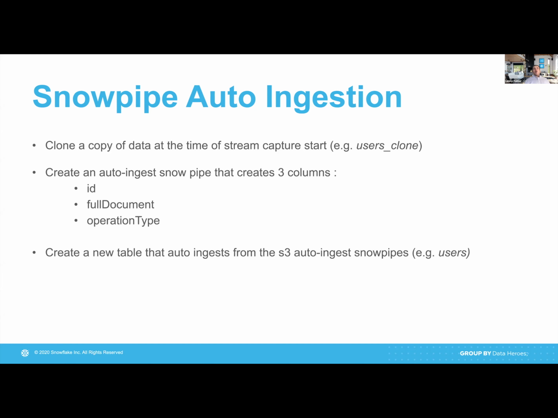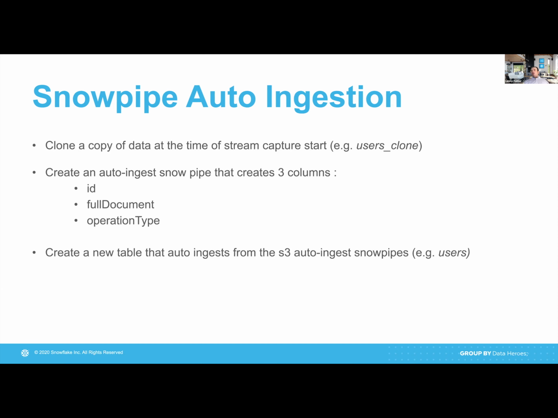And then we create auto ingest snowpipes and create another table that has 3 columns. And the 3 columns are, again, ID, the document, and the operation type. So what is the change that happened in the document along with the ID of the change. And then, of course, these auto ingest pipes ingest into a new table.